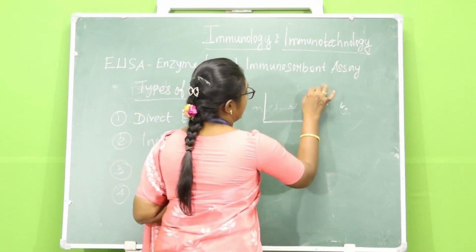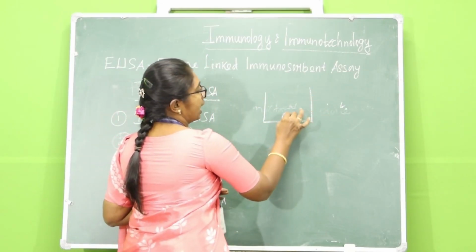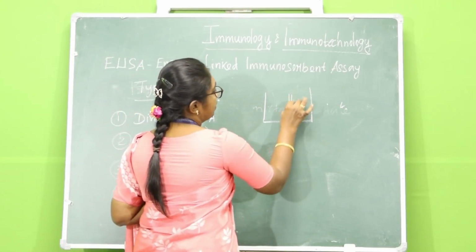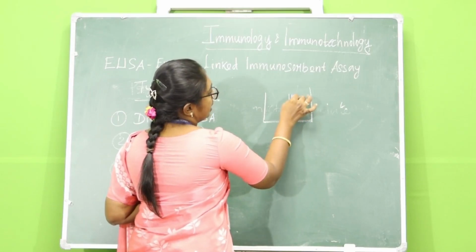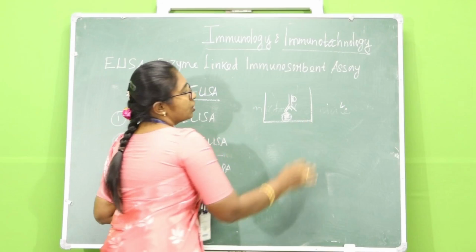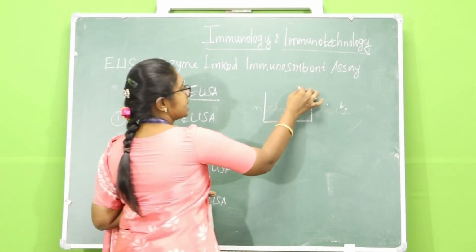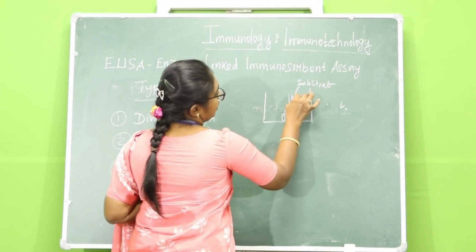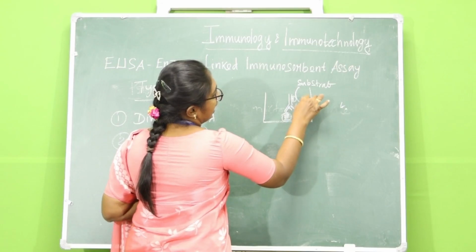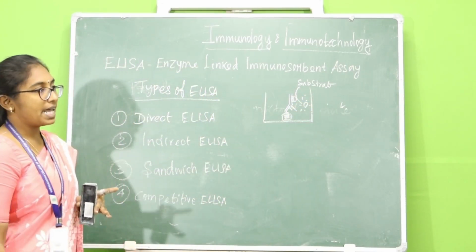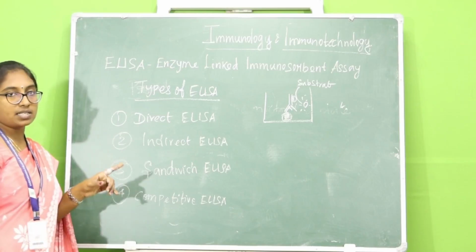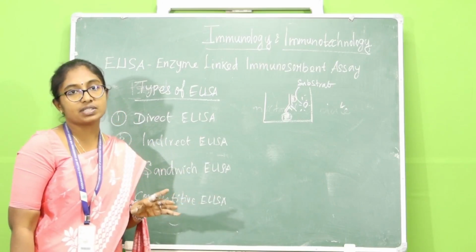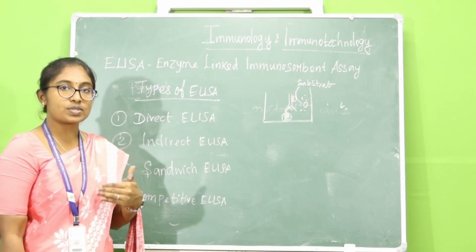What will we perform in a direct ELISA? We will coat an antigen in the microtiter plate. Then we will add a primary antibody which is linked with the enzyme. To this we will add a substrate. This substrate will react with the enzyme and show the color change. So this is direct ELISA: we coat an antigen in the well, add one primary antibody linked with the enzyme, and that reacts with the substrate and shows the color change.